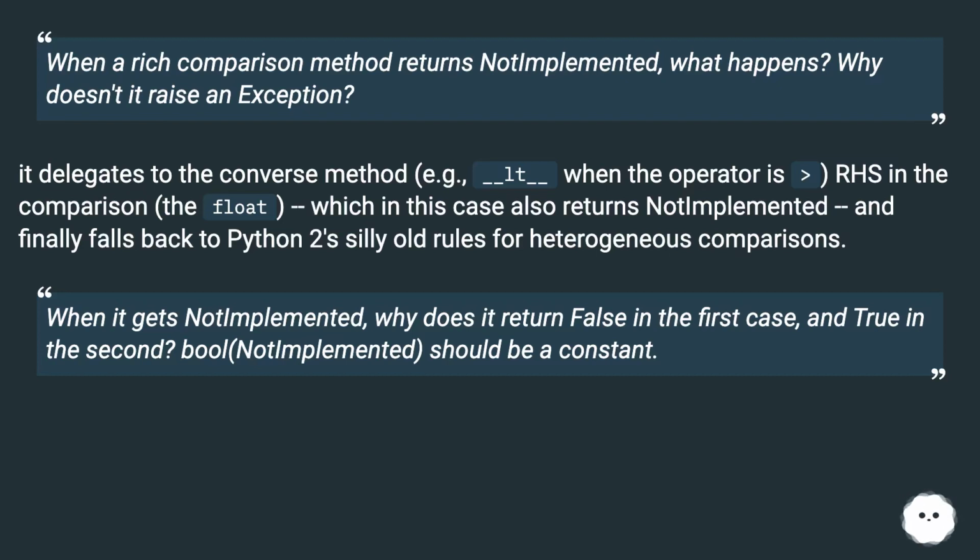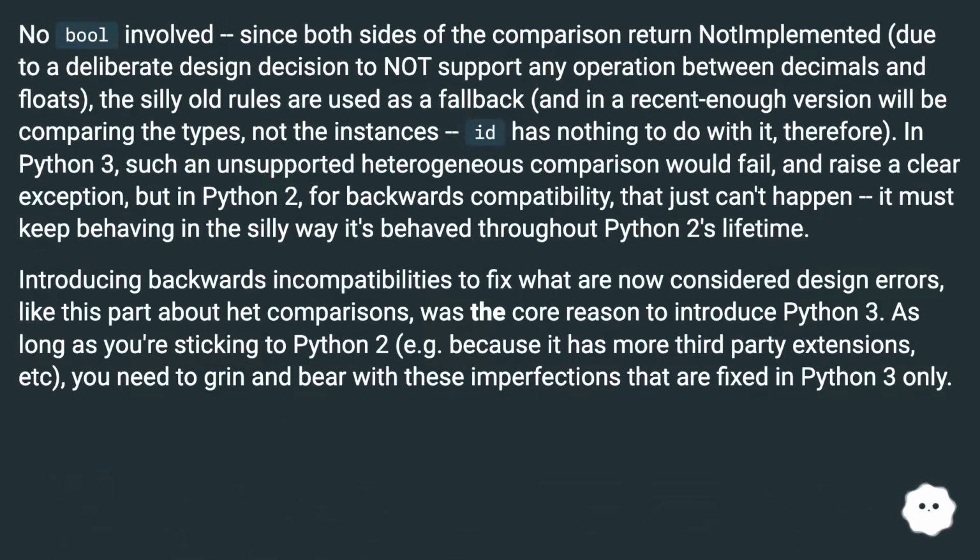When it gets NotImplemented, why does it return False in the first case and True in the second? bool(NotImplemented) should be a constant. No bool involved, since both sides of the comparison return NotImplemented, due to a deliberate design decision to not support any operation between decimals and floats. The silly old rules are used as a fallback, and in a recent enough version we'll be comparing the types, not the instances. ID has nothing to do with it, therefore.